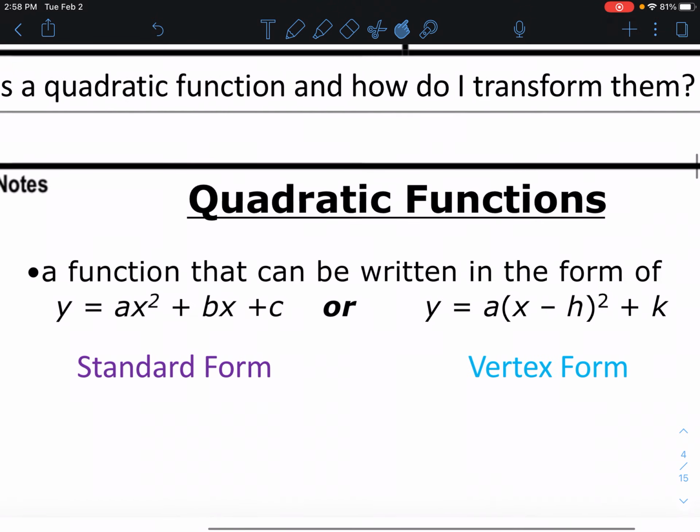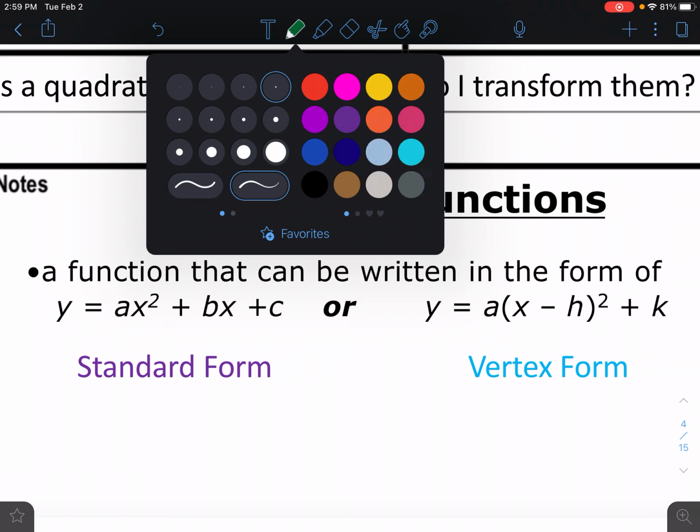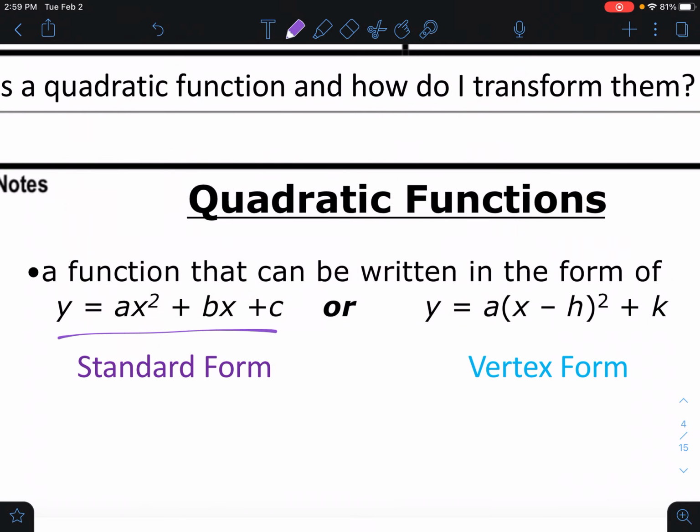It says a quadratic function is a function that can be written either in this form right here, which is called standard form, okay? And it's y equals ax squared plus bx plus c. The key thing here is that squared, that x squared. Quadratic functions are going to have a degree of 2, meaning the highest exponent you'll see is 2.